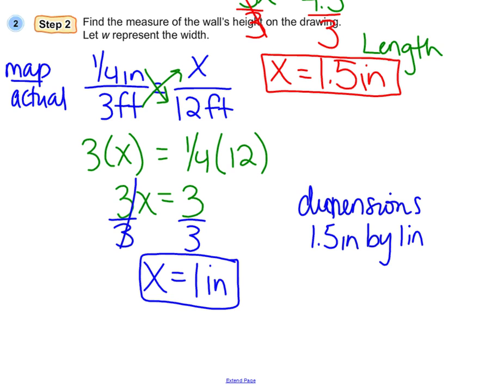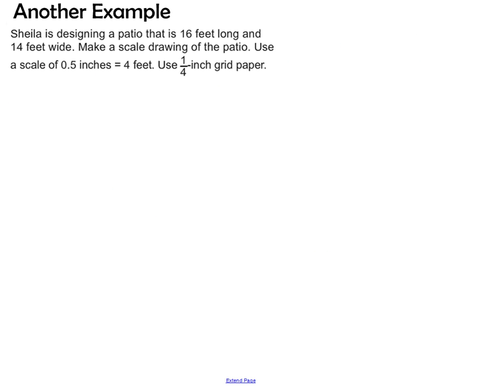All right, I'm going to just do one more example with you before we say goodbye. So Sheila is designing a patio that is 16 feet long and 14 feet wide. Make a scale drawing of the patio. Use the scale 0.5 inches to 4 feet. Okay, so that is our scale right there. We're going to do this rather quickly, so we should be a pro at this. We're going to start off with our length. Again, that is where it says long.